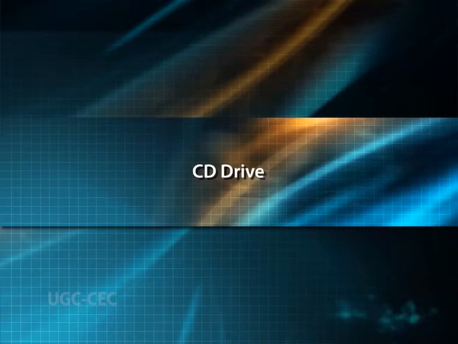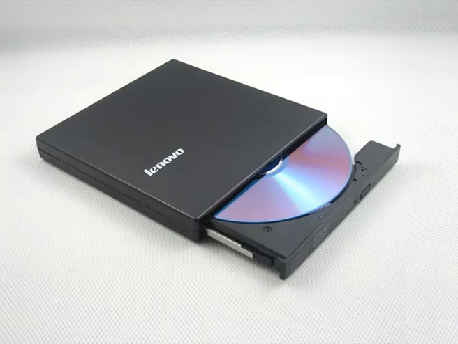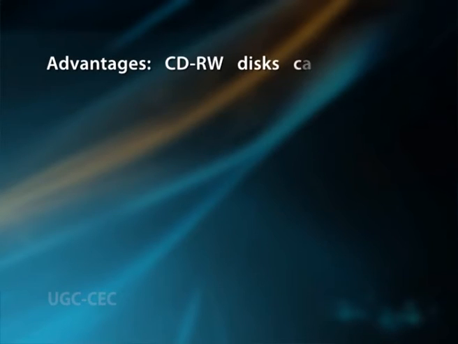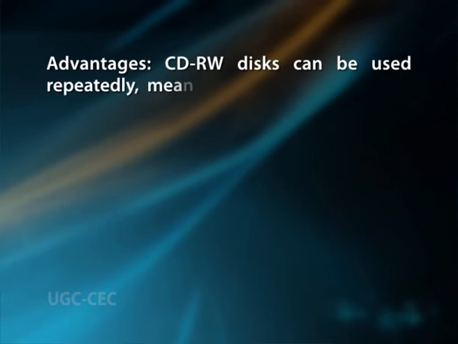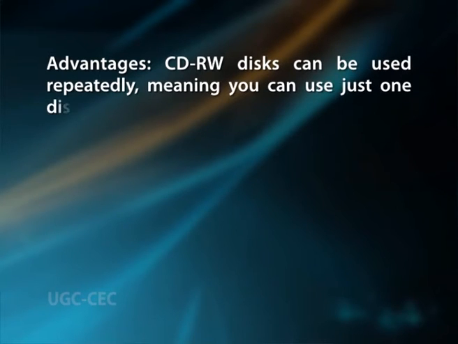CD drive. A CD-RW is a readable and writable compact disk. By writable, it means that data can be stored through it through the process called data burning. To be able to burn data into a CD-RW, a CD-RW drive is required.